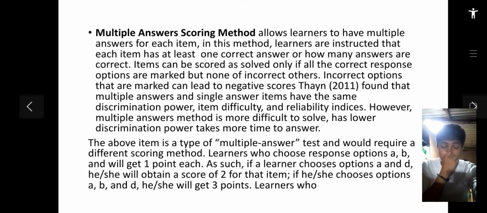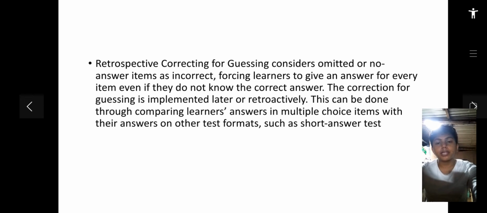Now, retrospective correcting for guessing deems omitted or no-answer questions to be erroneous. So students are required to respond to every question even if they are unsure of the correct response, and the guessing adjustment is applied later, or in the past. This can be accomplished by contrasting students' responses to multiple choice questions with their responses on other test formats, like a short answer test.